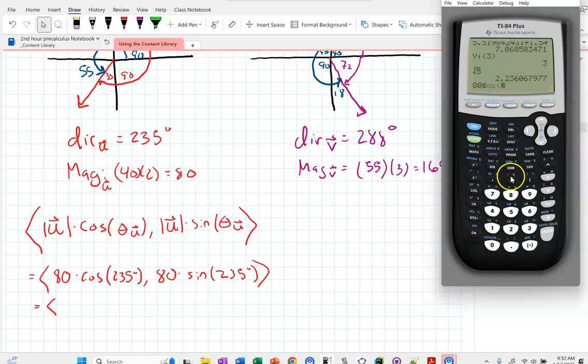So I'll do 80 times cosine of 235. And then I'll do 80 times sine 235. So I get, let's say, negative 45.9, comma, negative 65.5.